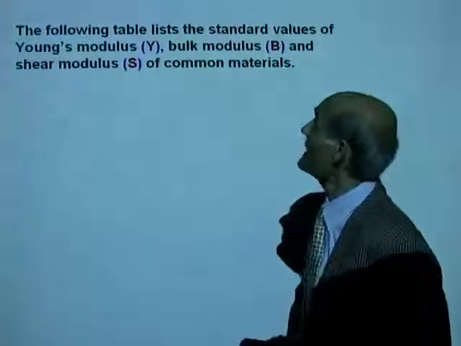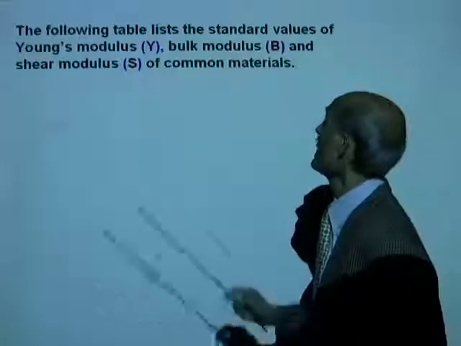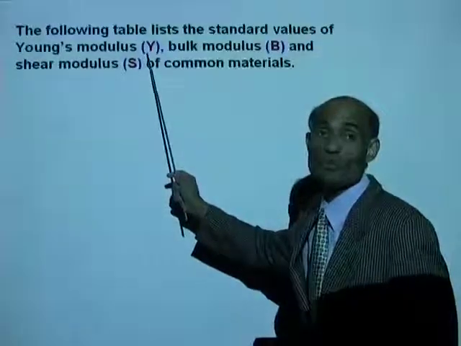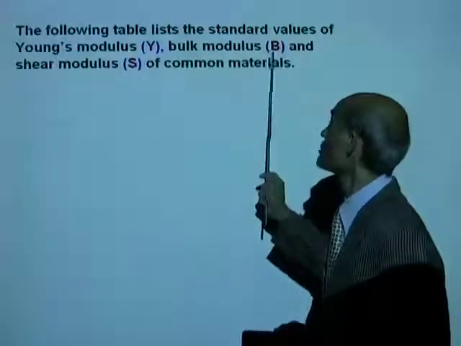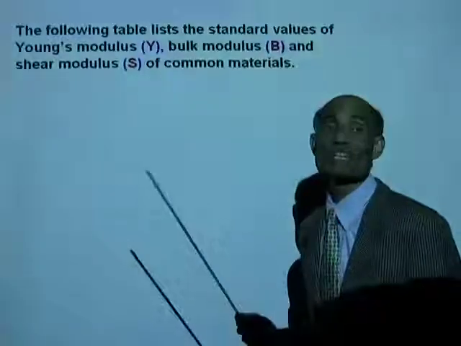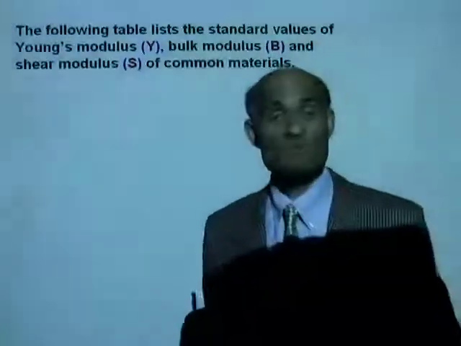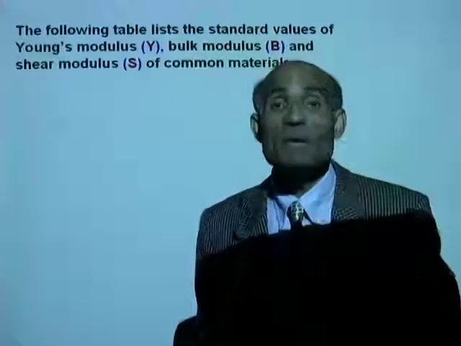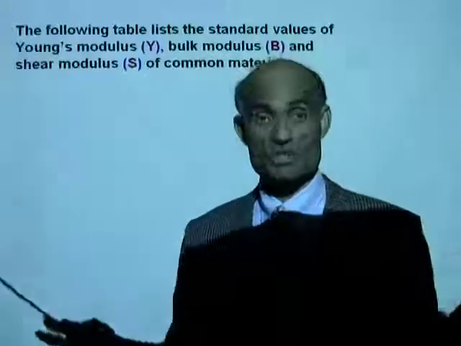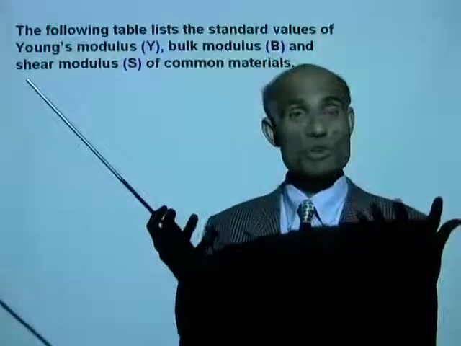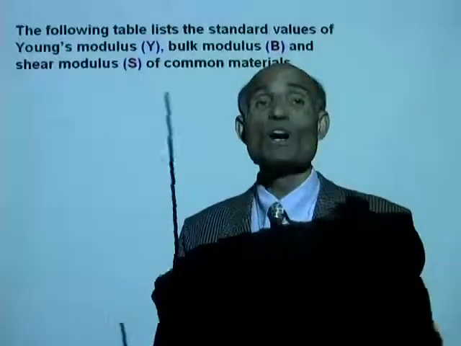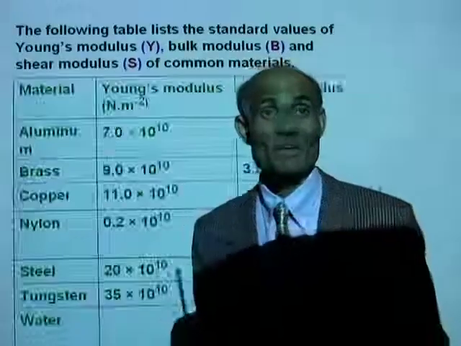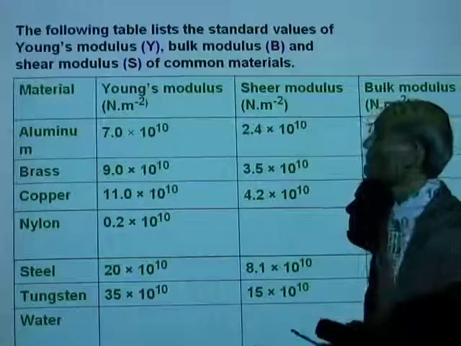I have now got a table of values that shows the standard values of the Young's modulus Y, the bulk modulus B, and the shear modulus S of some common materials. If you are a civil engineer building bridges and constructing big buildings and so on, you should be familiar with these properties of the materials. Now, here is the table of values.